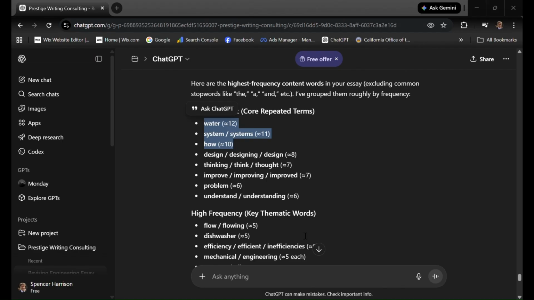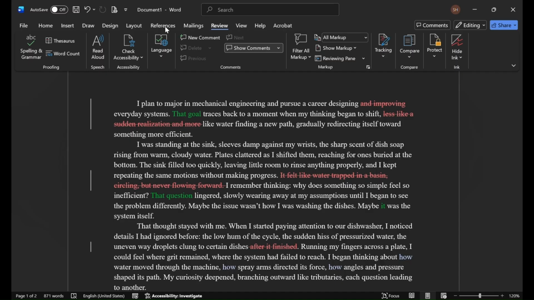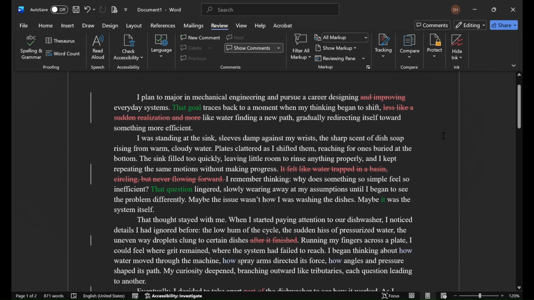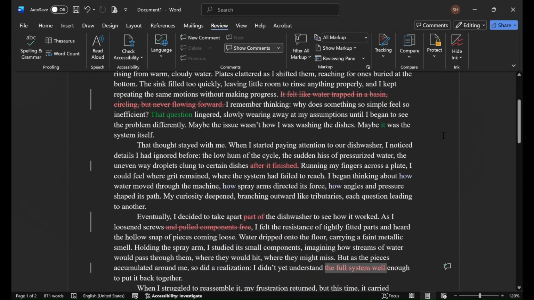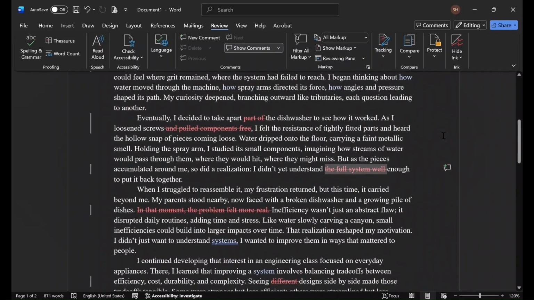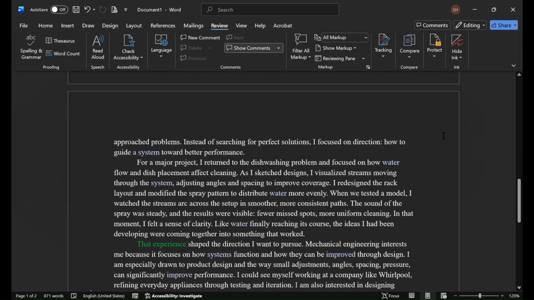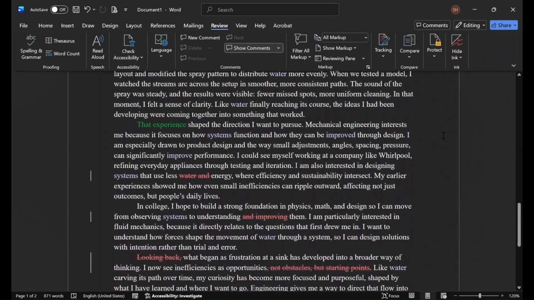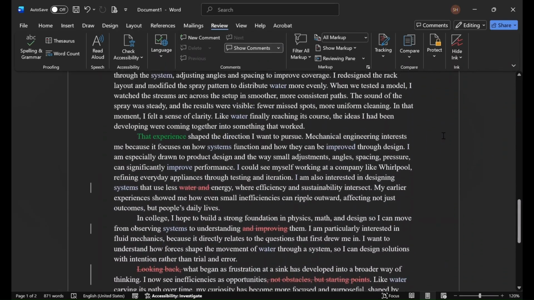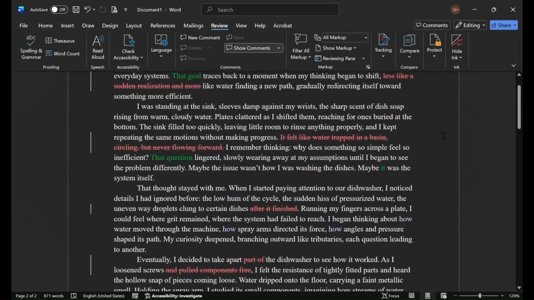So I went through the first draft here and highlighted and deleted a few things. So one thing I did was just started to highlight when I saw some of those high frequency words. So I have how here, and then we have system, water, improve was another one. And then I just went through it and tried to get rid of things that weren't necessary.